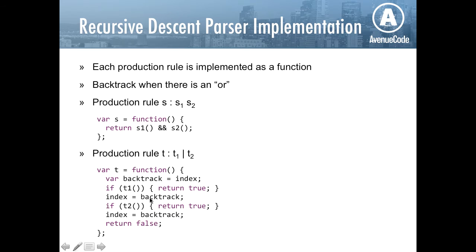But if T1 fails, we backtrack, so we set index back to that backtrack variable we saved, and we call T2. If T2 succeeds, we return true. If T2 fails, we backtrack again, so we set index to the variable we saved before calling any of these functions, and we return false because we failed.